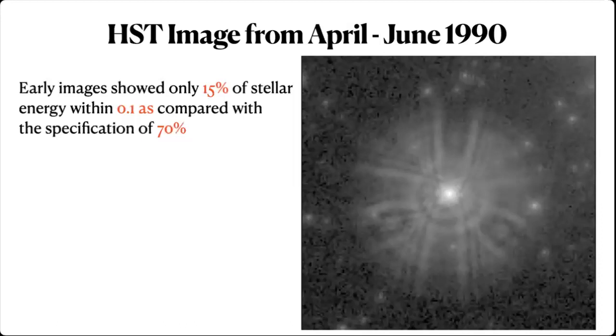About 15% of the starlight ended up in an enclosed circle of 0.1 arc seconds, which is, of course, an extremely small area, but that's what you want. You want a well-focused image of a star. The specification was that 70% of the stellar energy should end up in that 0.1 arc second circle. And as you can see, all the energy that didn't go into the central image ended up getting smeared around in this very elaborate looking halo.